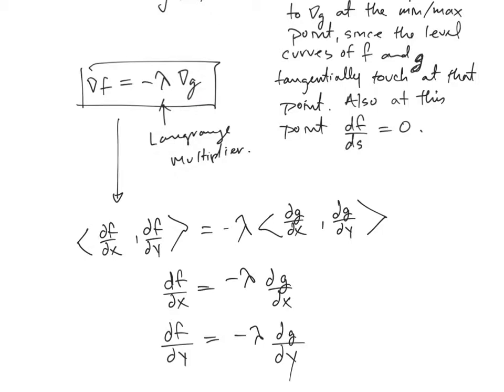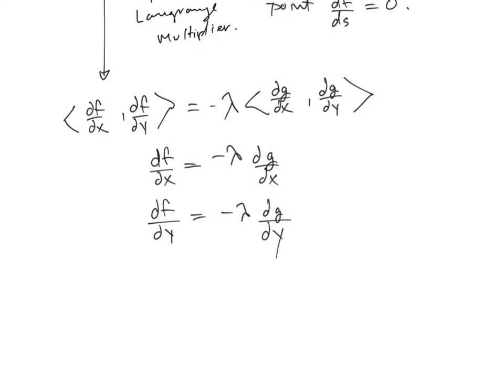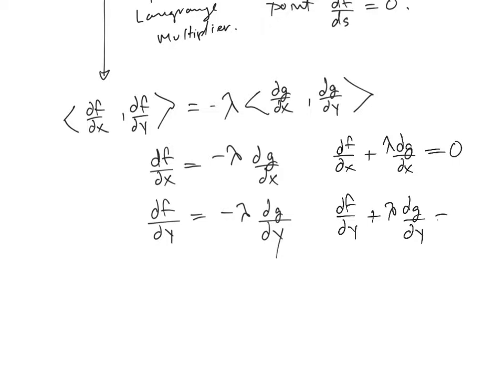Or if I rearrange each of those a little bit, I write it this way instead: partial derivative of f with respect to x plus lambda times g with respect to x is equal to 0. f with respect to y plus lambda times g with respect to y is equal to 0. Okay? So that's two of the equations I need. I've got three unknowns, x, y, and lambda. So that's two equations. What other information do I have?